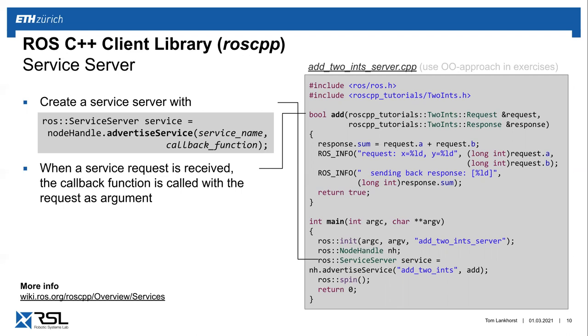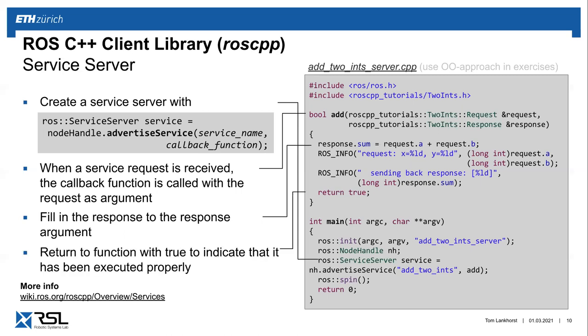When a service request is received, the callback function is called with the request as argument. We're then supposed to use the request data that you just received in the callback to compute the response. Once you've computed the response, you're supposed to fill this data in the response object, which is the second argument to the callback. Note that the second argument, just like the first, is a reference. That means that if you set something in this variable, it will be set in the caller as well. And finally, you're supposed to return true if the service call was successful.